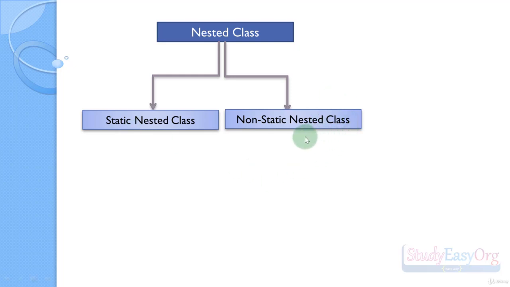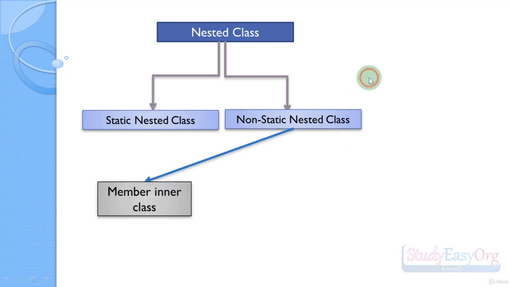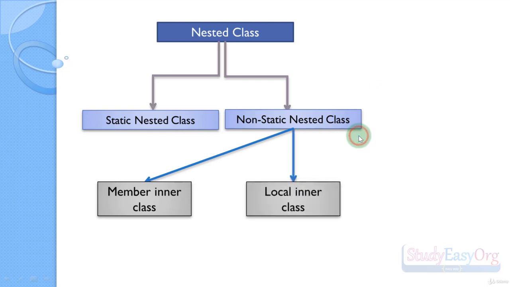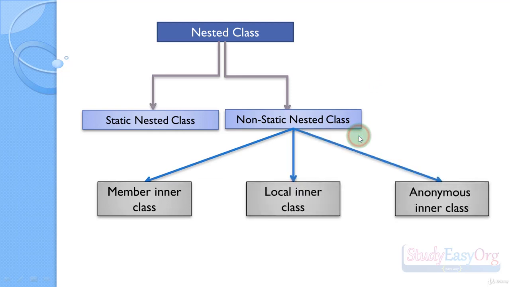There are three elements in this category: member inner class, local inner class, and anonymous inner class. Member inner class is something we have already checked in our last video, titled inner class. A member inner class is where we have a non-static class inside a non-static class. Pretty simple, right? Moving forward, we will also check local inner class in our forthcoming videos.